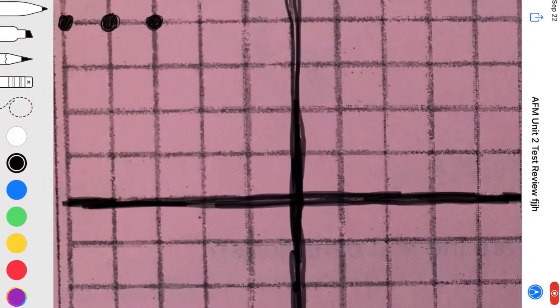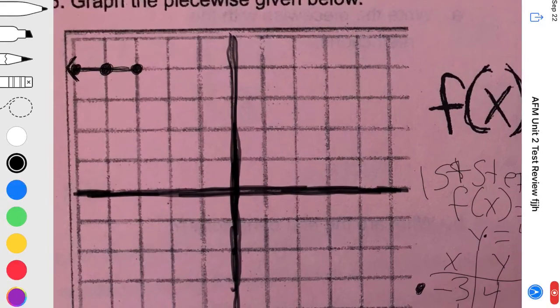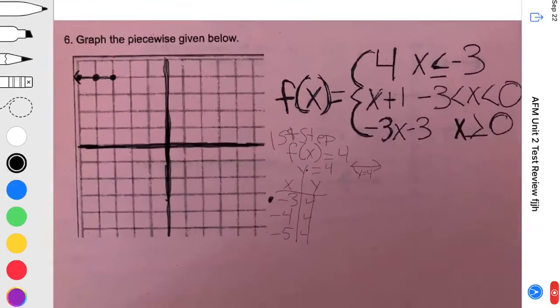No, you do not need 3 points on this one. You just need 2. We're going to keep on going to the left forever. So we're going to have an arrow pointing to the left. So there is our graph for step 1.